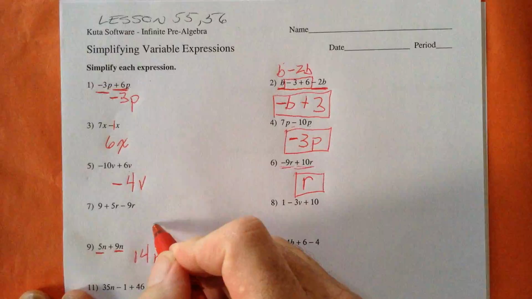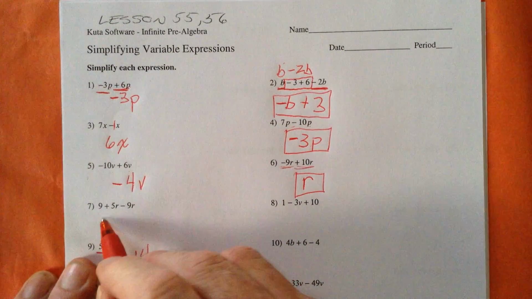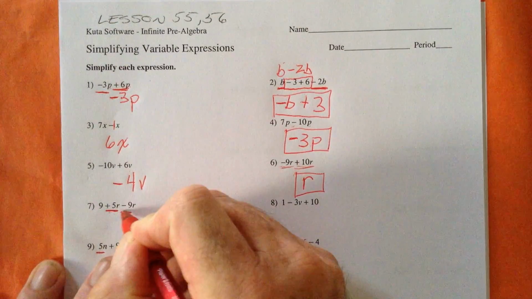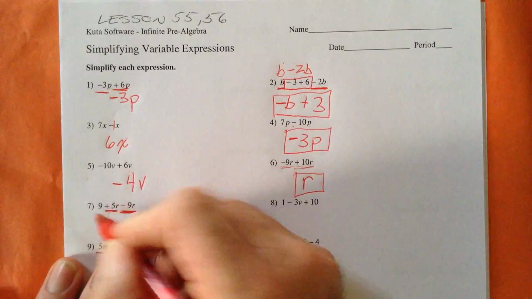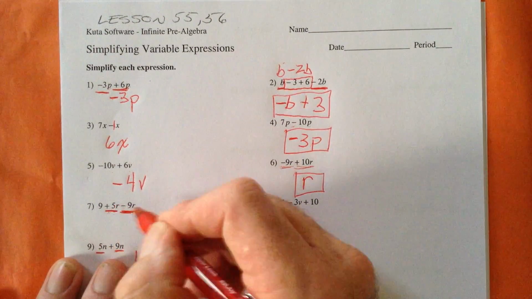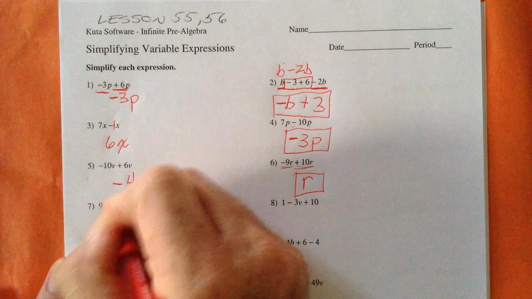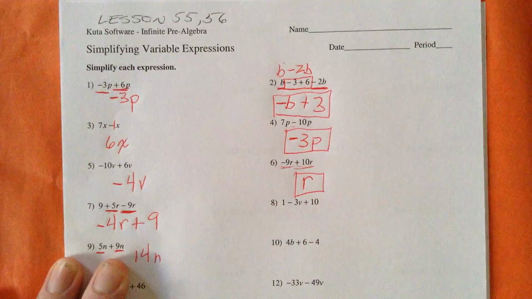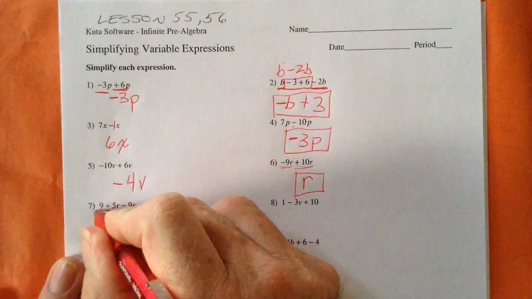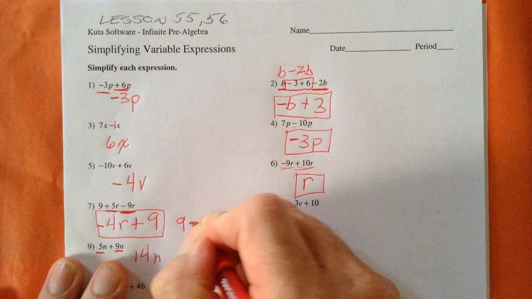So here number 7, I got 9 plus 5r minus 9r. So these two I can put together. They're like terms. I got 5r minus 9r. But here, that one I'm just going to leave after I do this part. So if I got 5r minus 9r, that would be negative 4r. But then I got the plus 9, so I have to leave it that way. So this will be the answer, or it could also be written 9 minus 4r.